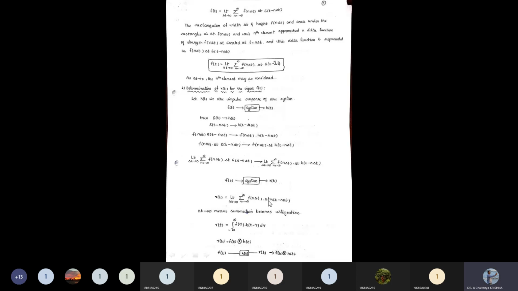Then n del t we can write as tau. This dt becomes d tau. N del t is tau, and h of t minus tau d tau. This becomes a convolution function, whatever we discussed in the convolution property. The same convolution equation means output is equal to convolution of the input and impulse response.